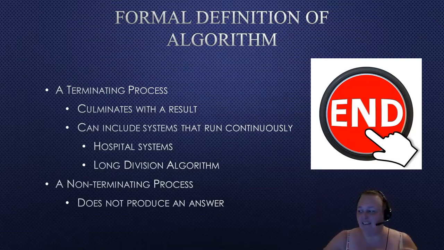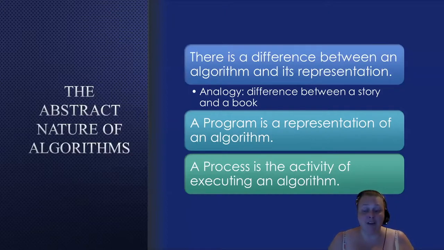Let's take a quick look at the abstract nature of algorithms. So we're going to talk about some of the terminology that we use. First, there is a difference between an algorithm and its representation. Just like there's a difference between the story and the book. Okay, that's the analogy I'm going to use. The algorithm would be the story, what you want to say, what you want to do. The representation, on the other hand, that's the book. That is the implementation of your algorithm. So the book is the implementation of your story. So notice that there is a difference.